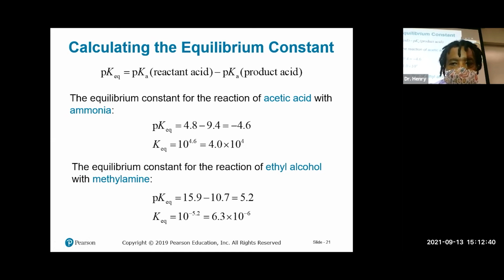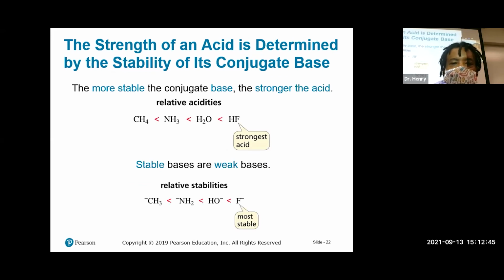Okay, so it does make sense now. Yes, and that's what we're getting ready to do. We're going to apply those. So basically, we're going to use the strength of the acid to determine the stability of its conjugate base.